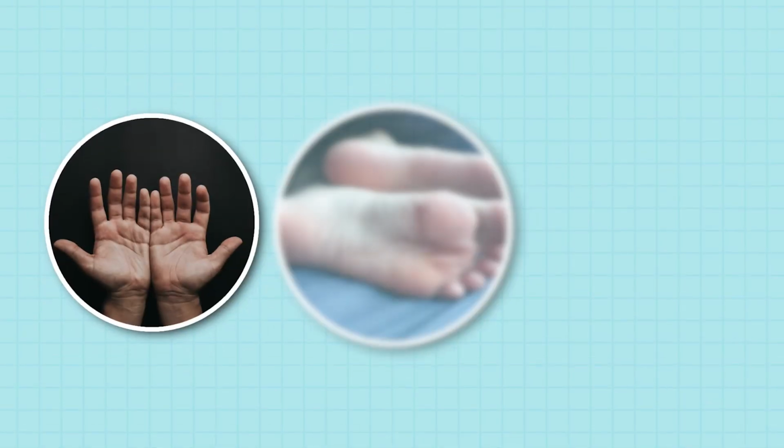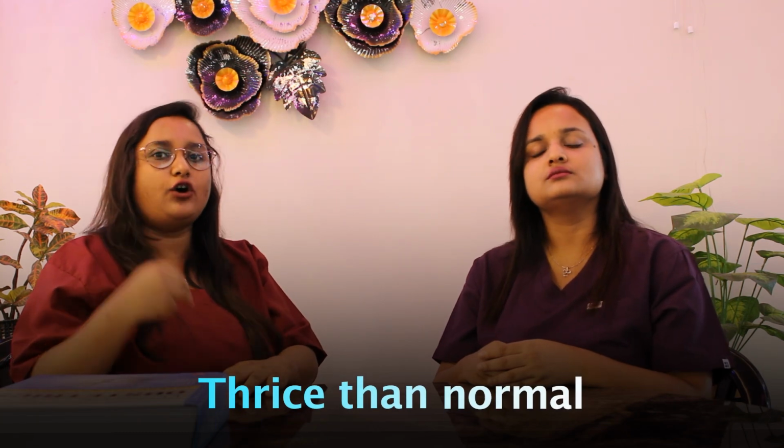Generalized pruritus is the most common symptom, and the pruritus is most severe at night and more common in palms, soles and trunk. There may be slight jaundice. There are raised bile acids in most of them, with levels at least thrice the normal.